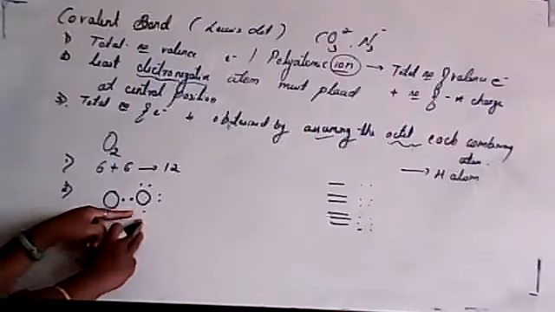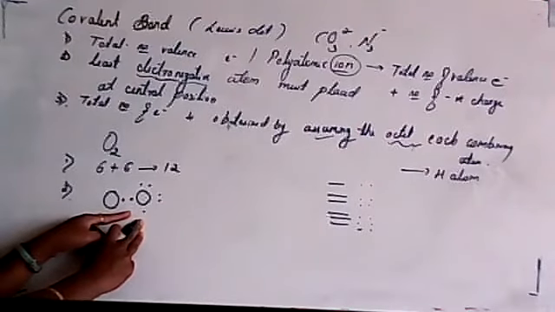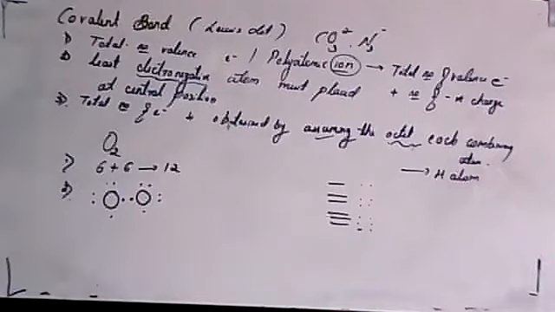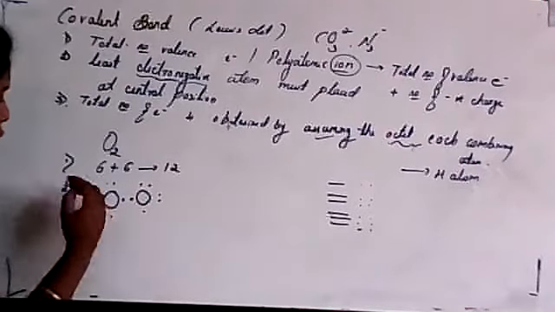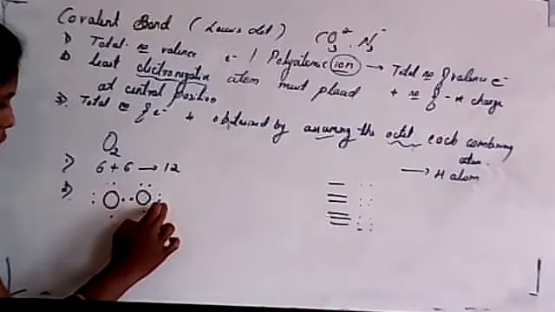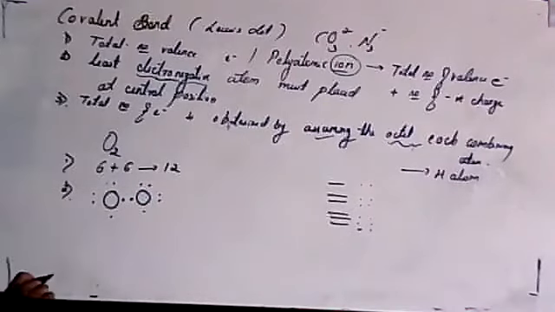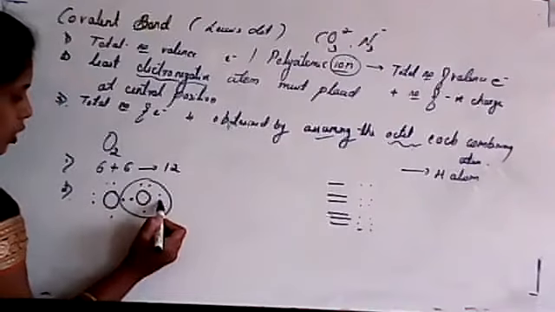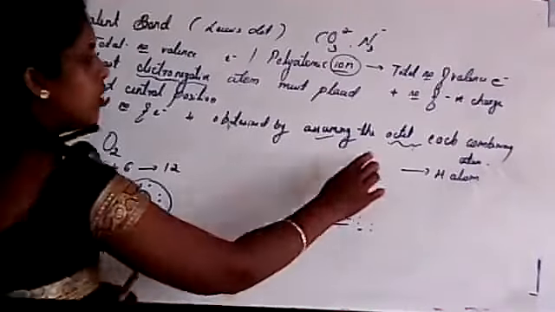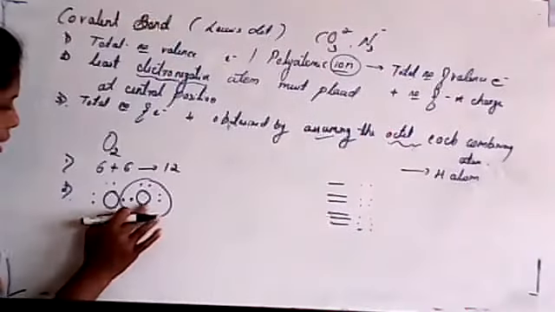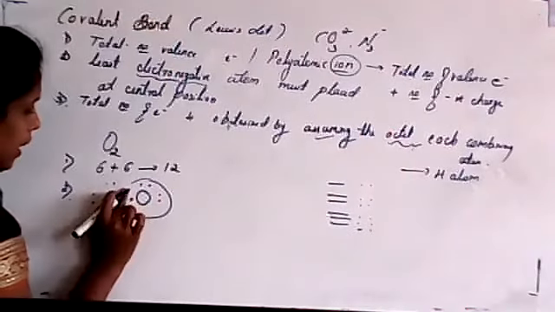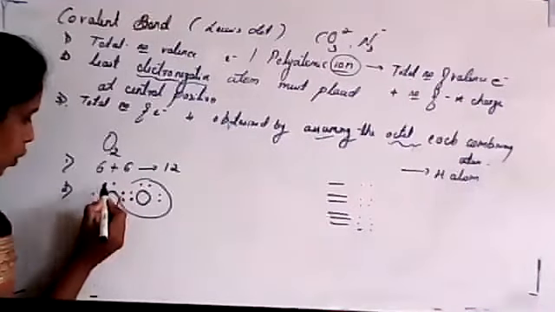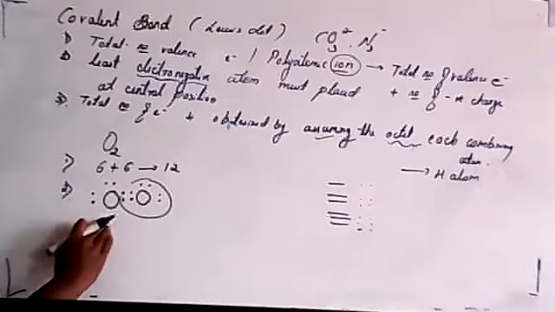But this is again an odd electron system, isn't it? Again, I'll consider 1, 2, 3, 4, 5. It is an odd electron system. But to balance this, 1, 2, 3, 4, 5, 6, 7. Clear? If I consider like this, it has only 7 electrons. But we want an octet structure, isn't it? So that's why I'll share another pair of electrons here. So 1, 2, 3, 4, 5, 6 electrons are from this oxygen.